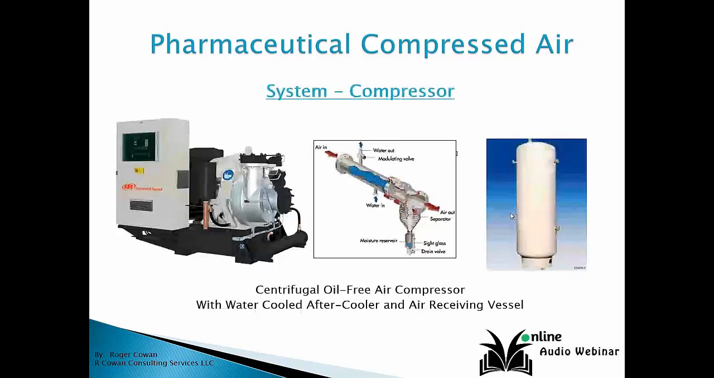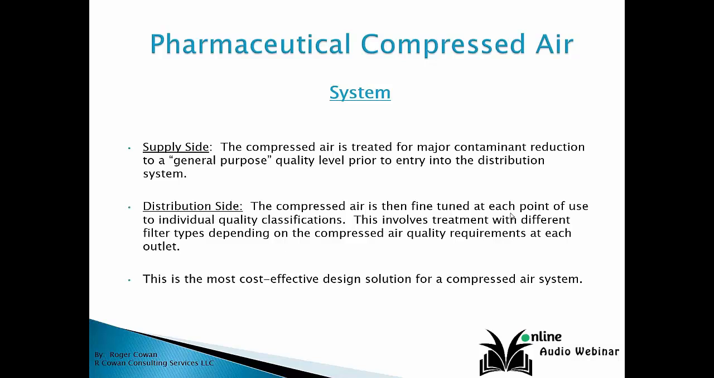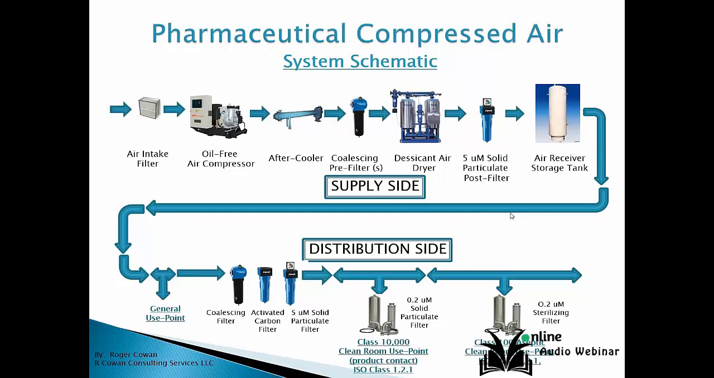Now I've got three photographs up here. The first one on your left is a typical centrifugal oil-free air compressor used in pharmaceuticals. The middle diagram is a cutaway of a typical water-cooled aftercooler. The third photograph to your right is simply a picture of a typical air receiving vessel for the compressed air. On the supply side, the compressed air is treated for major contaminant reduction. Now I put together a bit of a schematic here of the entire system.